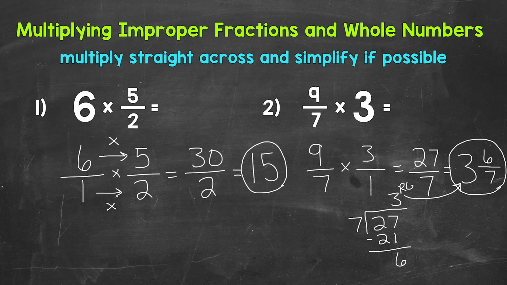So we get a remainder of 6. That remainder is the numerator of the fractional part. And then we keep the denominator of 7 the same. So there is the multiplying fractions section. Let's move on to the dividing fractions section.